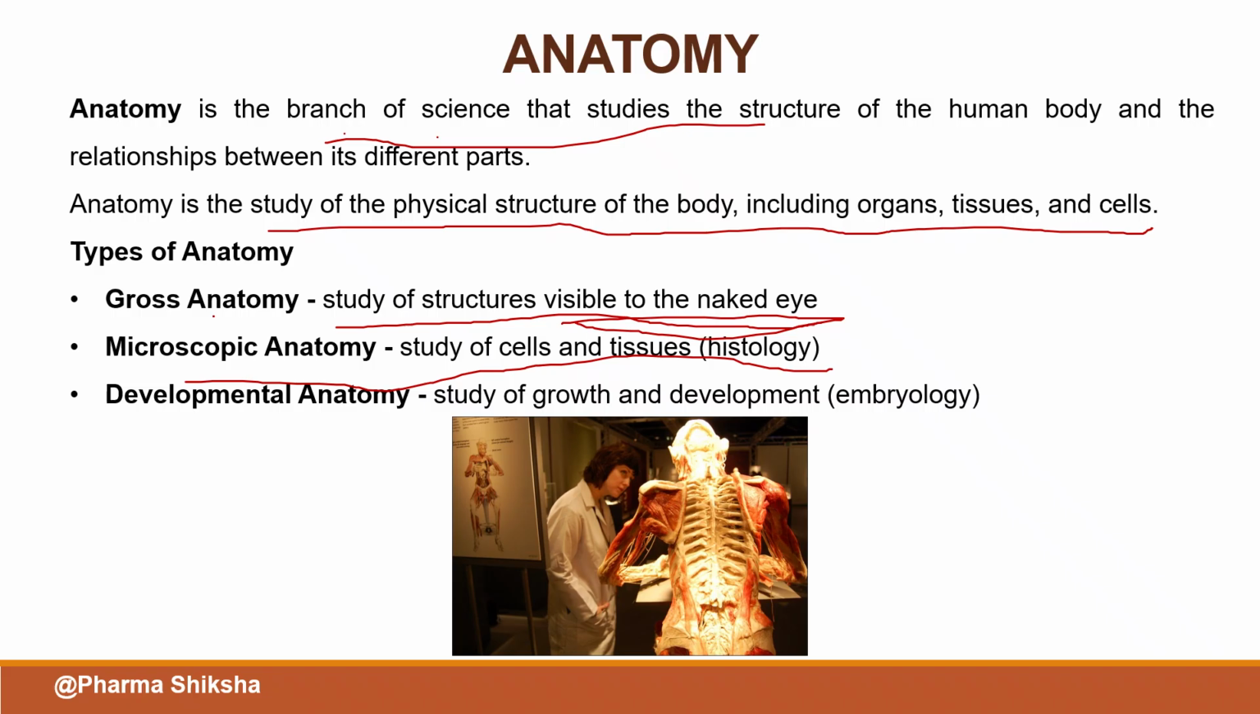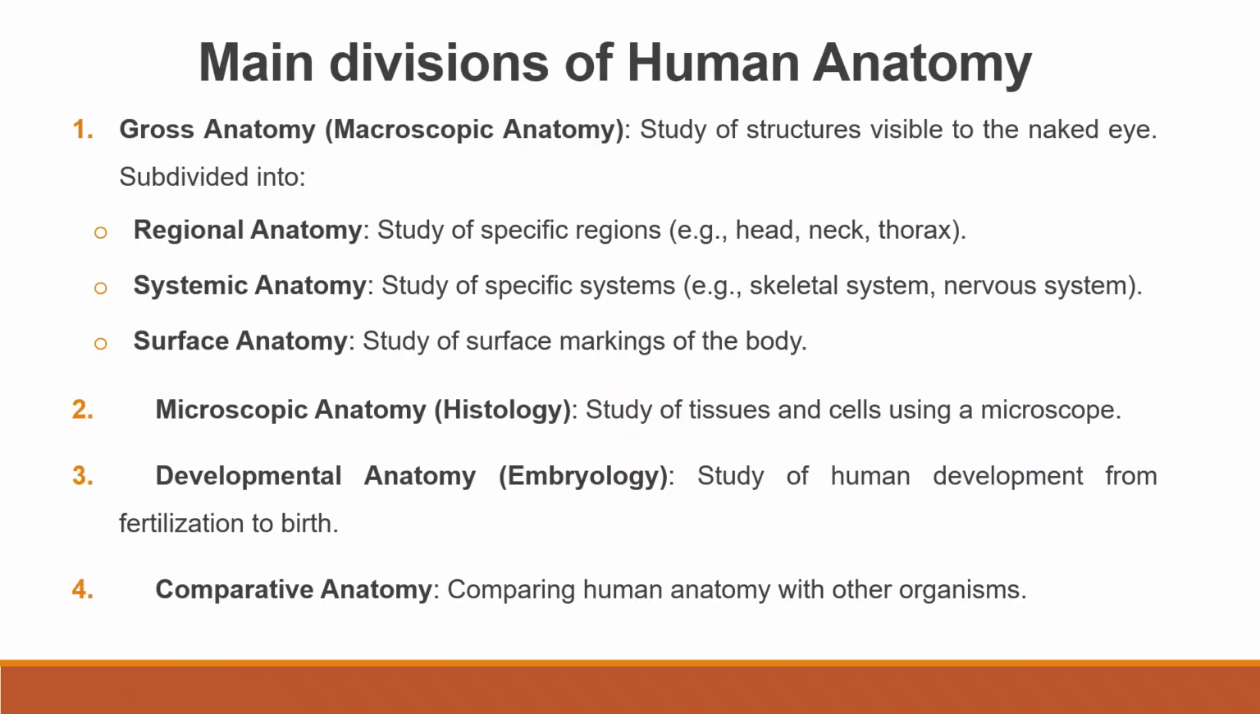In gross anatomy, we don't need any microscope's help. It is visible to our naked eye. Microscopic anatomy means only under the microscope. And developmental anatomy means the development of, for example, the fetus or embryo, and in humans that is embryology. So here we can see the main divisions of human anatomy: gross anatomy, microscopic anatomy, developmental anatomy, and comparative anatomy.